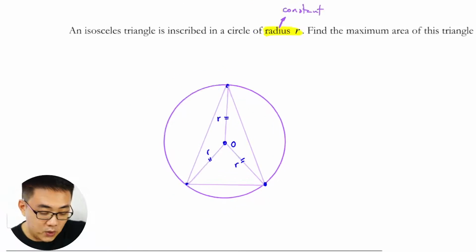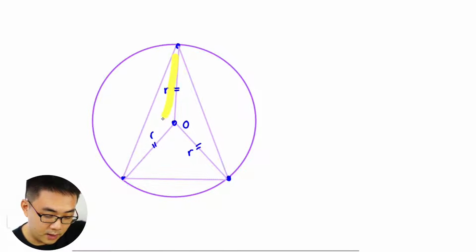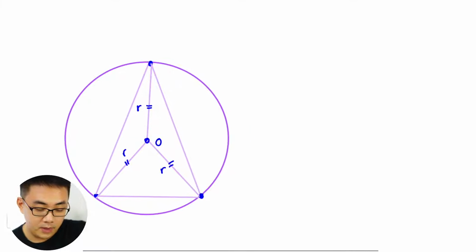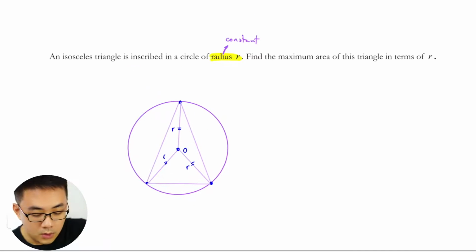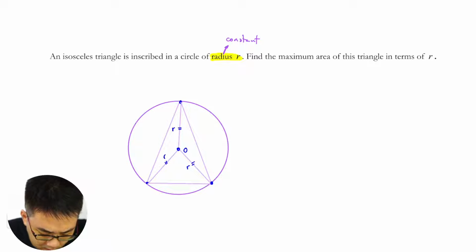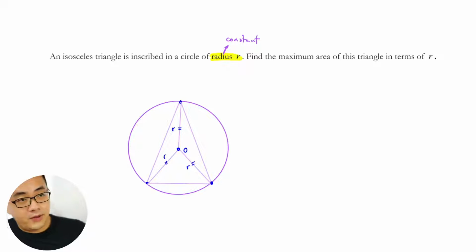Now this is an isosceles triangle, so you will know that this triangle and this triangle here are actually congruent, right? Then this bottom one is another triangle which you will need to find. Now, the question is where is the variable? You should pick a variable now.